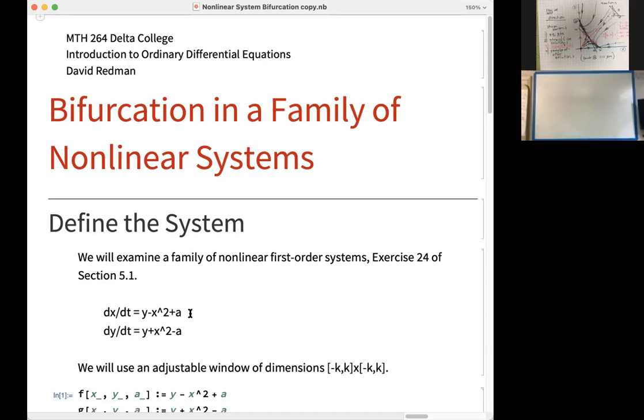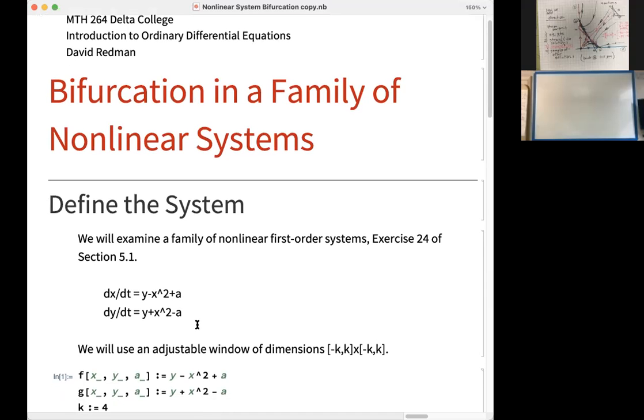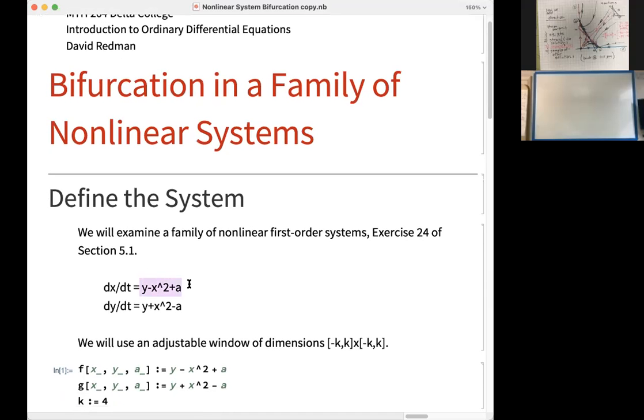But notice this time I have parameter A twice in the system. And let's just think about this generally. Y minus x squared plus A is a parabola. If you set it equal to zero, you get y equals x squared minus A, an opening up parabola. Bottom one, y plus x squared minus A, if you set that equal to zero and solve for y, you get y equals minus x squared plus A, opening down parabola. So you have a feeling for what this looks like, but let's get the visual.